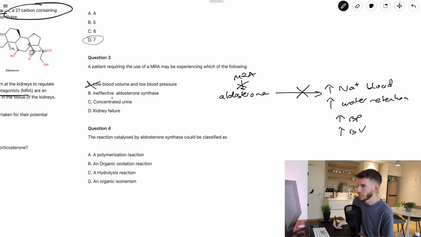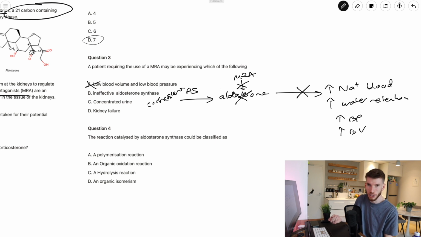The next one then would be ineffective aldosterone synthase. So aldosterone synthase was over here. I'll just put AS, and that came from the corticosterone, right? If that was ineffective, then that would mean that you wouldn't be getting aldosterone. And so blocking aldosterone is completely useless because you're not actually making it, right? So that doesn't make any sense.